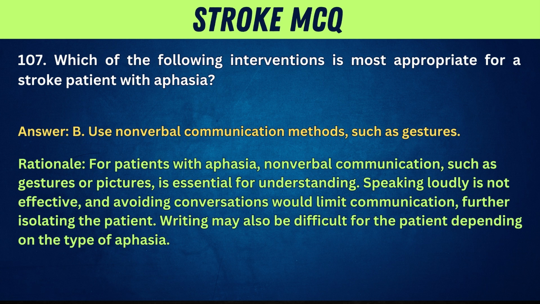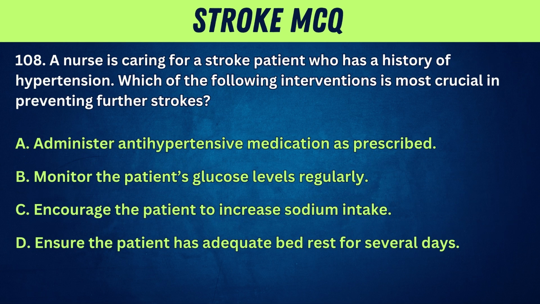Answer: B. Use nonverbal communication methods, such as gestures. Rationale: for patients with aphasia, nonverbal communication, such as gestures or pictures, is essential for understanding. Speaking loudly is not effective, and avoiding conversations would limit communication, further isolating the patient. Writing may also be difficult for the patient depending on the type of aphasia.